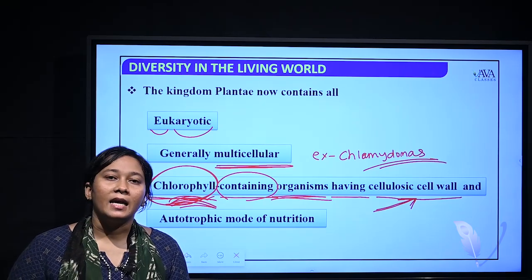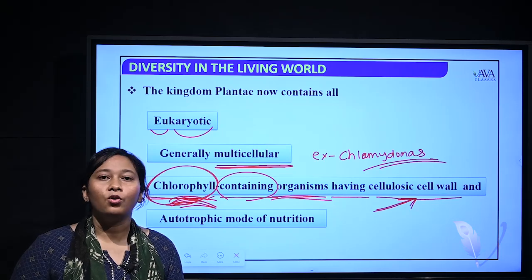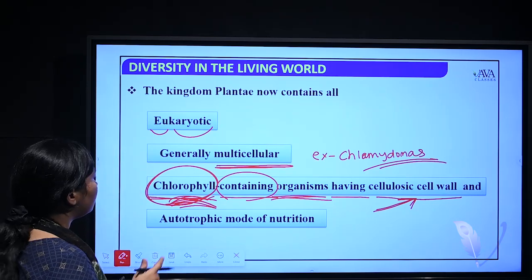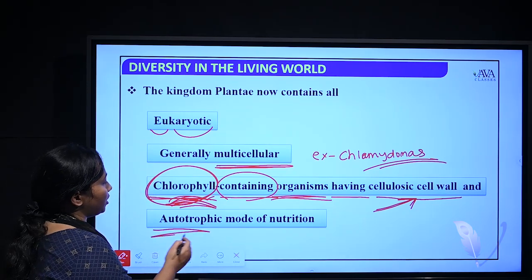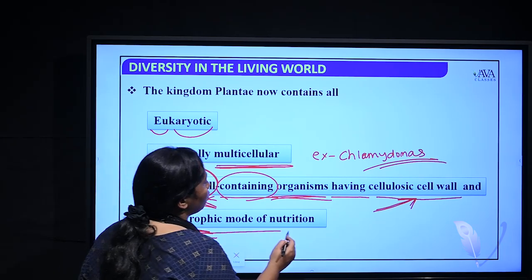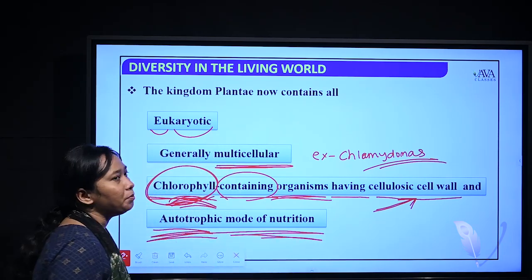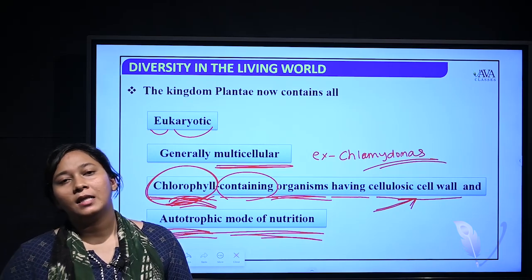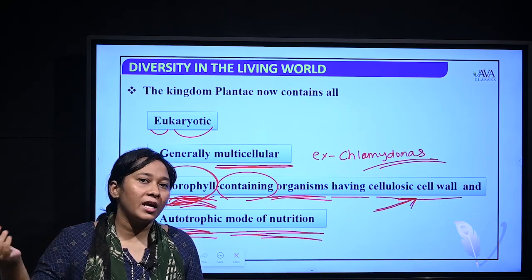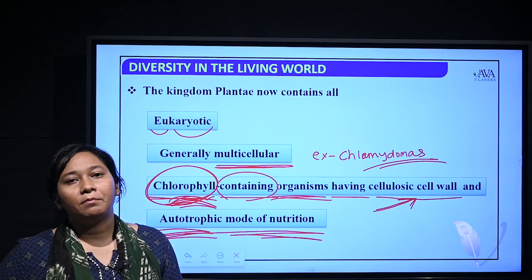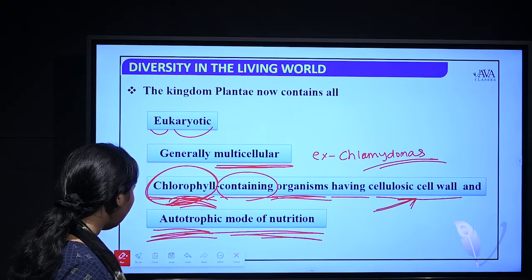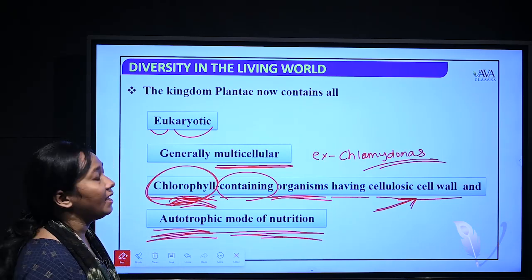It means they can synthesize their own food. Okay, their next general feature is the autotrophic mode of nutrition. It means their mode of nutrition is autotrophic. They are not depending upon other organisms for their survival mechanism. Okay, clear? Let's look into their habitat.